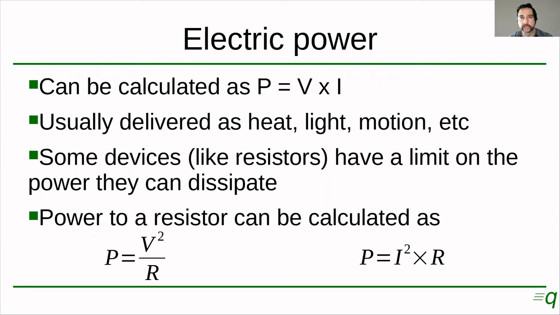Then we had a look at electric power and how we can calculate it. We calculate it as voltage times current, and it's usually delivered as heat, light, motion, or also radio waves or sound waves, for instance. Some devices like resistors have a limit on the power they can dissipate. We can calculate the power in a resistor based on just the voltage and the value of the resistor, or the current and the value of the resistor.